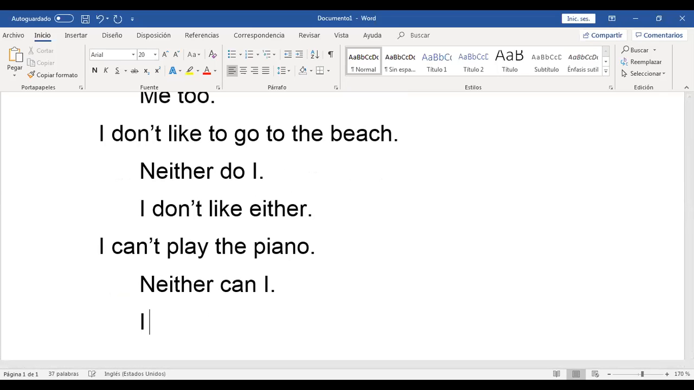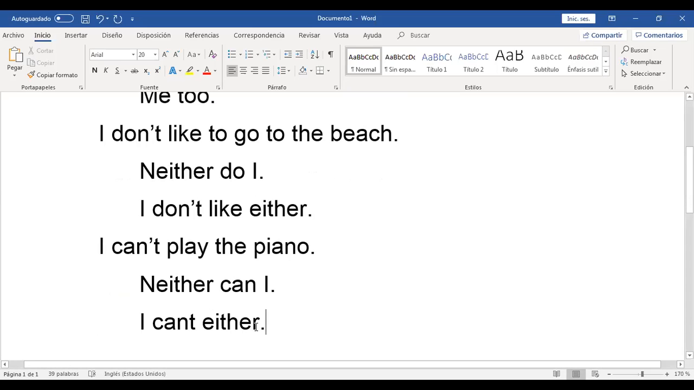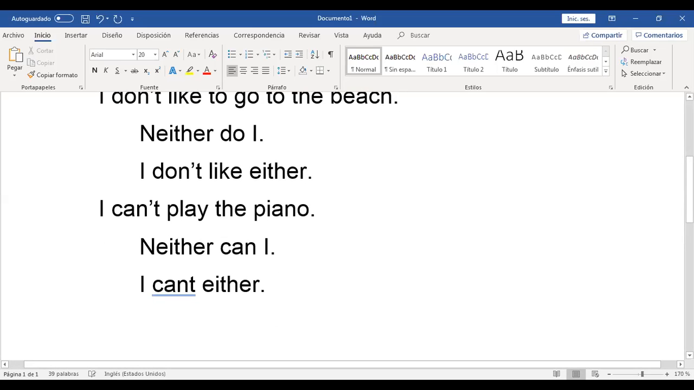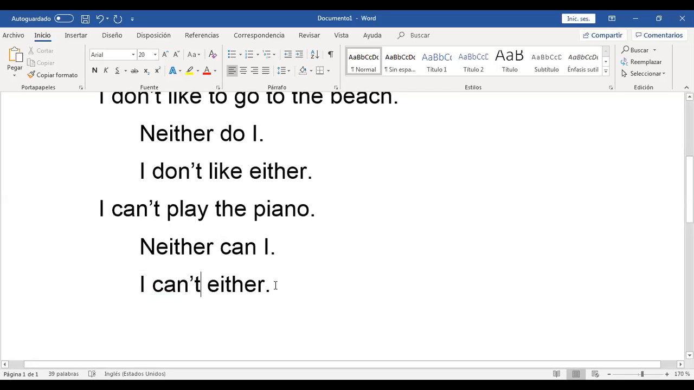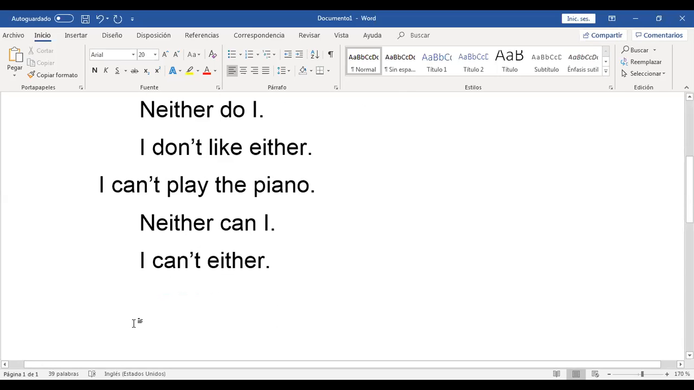Ah, okay. O puede ser en forma larga. I can't play the piano either. Okay. Ese either es como decir también. Oh, perdón, no, perdón, okay. Tampoco. Es como decir tampoco, ¿verdad? Yes. Okay, okay. Yes. Yo no puedo tampoco. Yeah, very good. Now try a positive statement now.